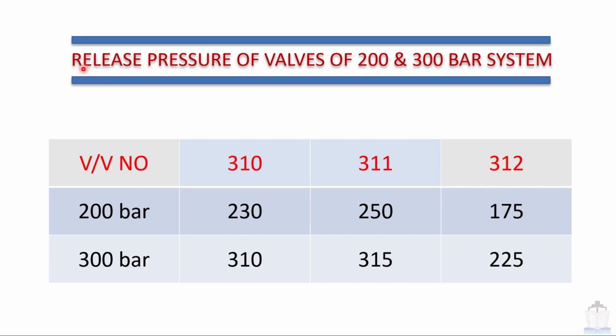Now going to see the release pressure of valves of the 200 and 300 bar systems. Valve number 310, 311 and 312 as we saw in the hydraulic diagram. In the 200 bar system, valve number 310 is set at 230, 311 at 250, 312 at 175 bar, and in the 300 bar system 310 is set at 310, 311 is set at 315 and 312 is set at 225.